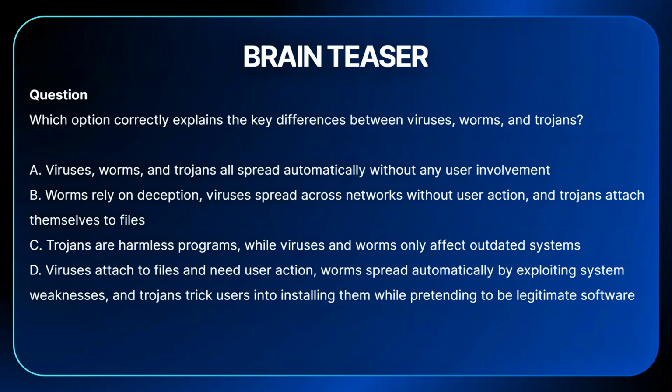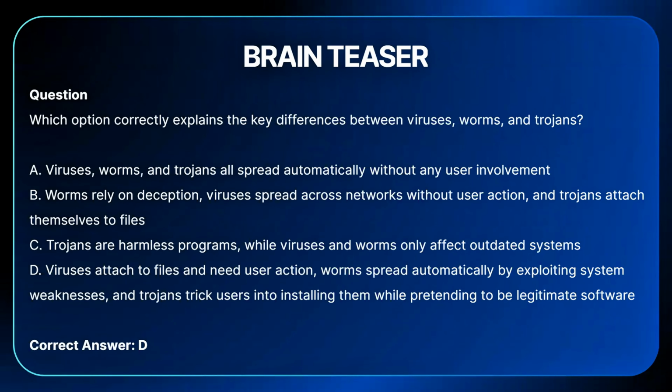Which option correctly explains the key differences between viruses, worms, and Trojans? Pause your video, read the options, pick your answer, drop your answer in the comments, and come back to play the video. Now, what's your answer? The correct answer is viruses attach to files and need user action, worms spread automatically by exploiting system weaknesses, and Trojans trick users into installing them while pretending to be legitimate software.